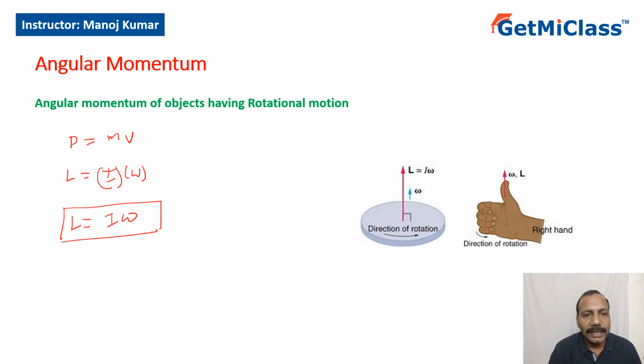Now how do I find the direction of angular momentum? In case of linear motion, how do we find it? We just find the cross product and we know our right hand rule.